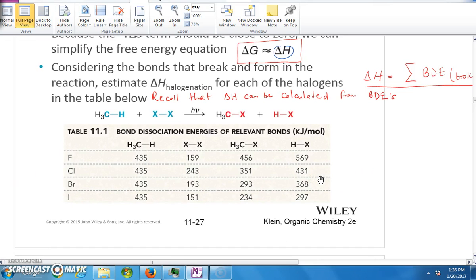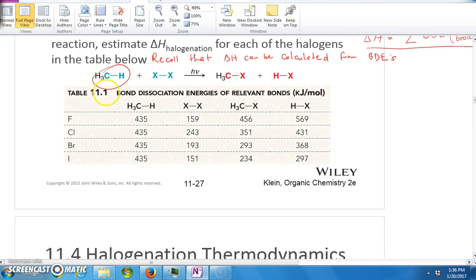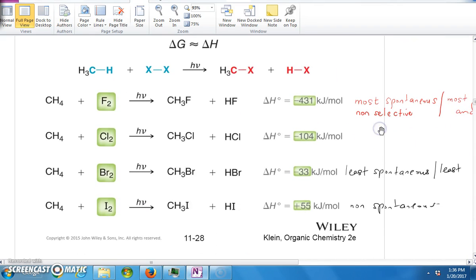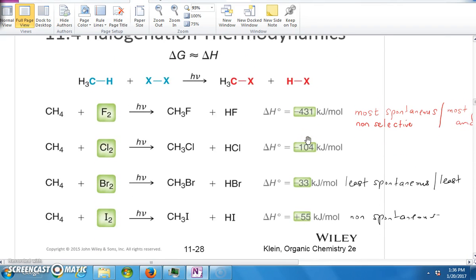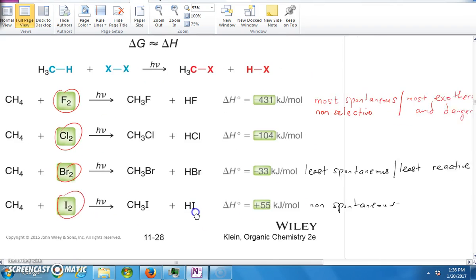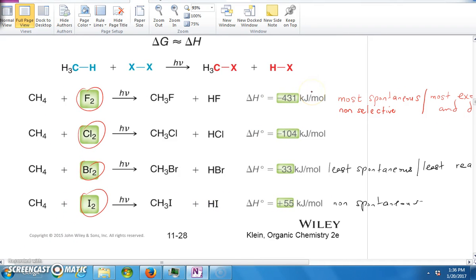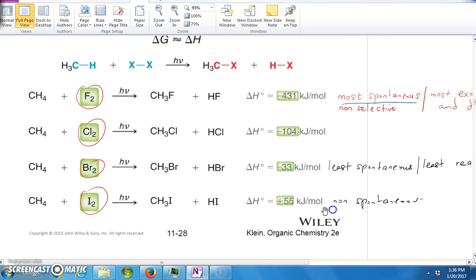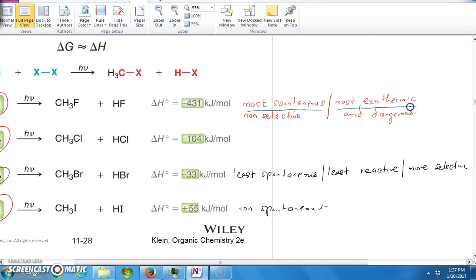And so these are the bond dissociation energies for the different bonds in the reaction involving the halogenation of an alkane, in this case methane. If we inspect the delta H of the reactions for a chlorination, the bromination, and the iodination, we see that the fluorination is the most spontaneous. It's also the most exothermic and dangerous.